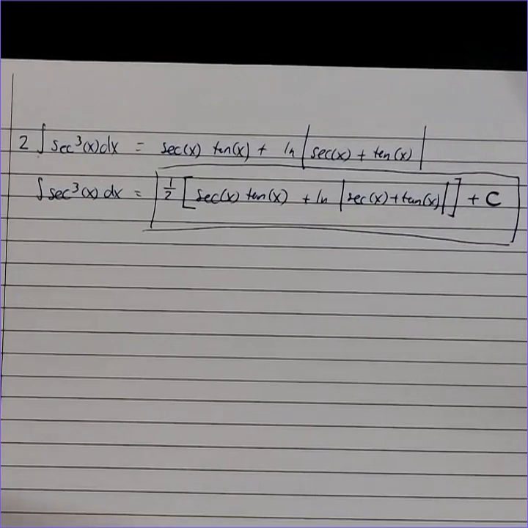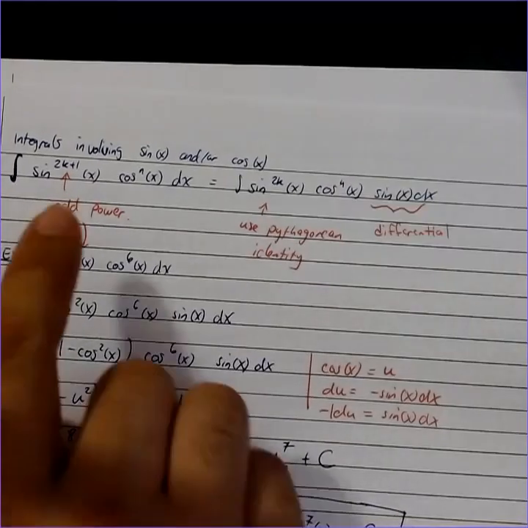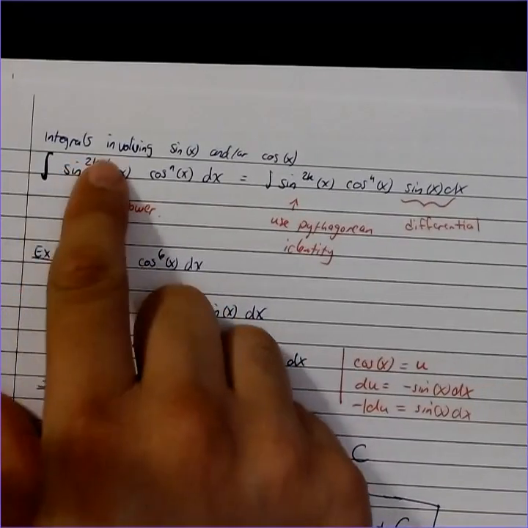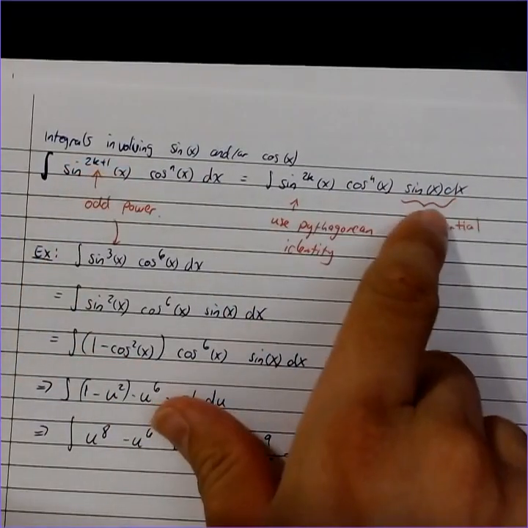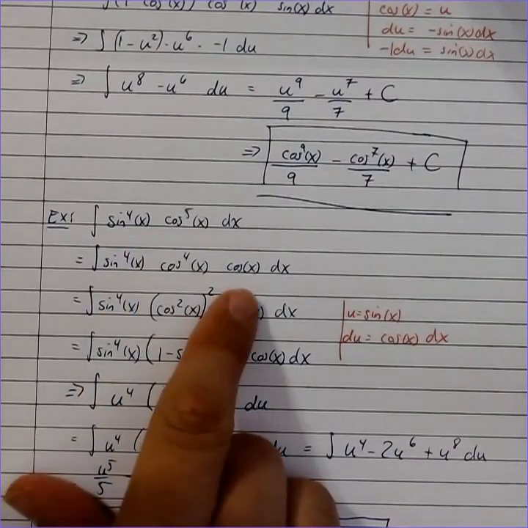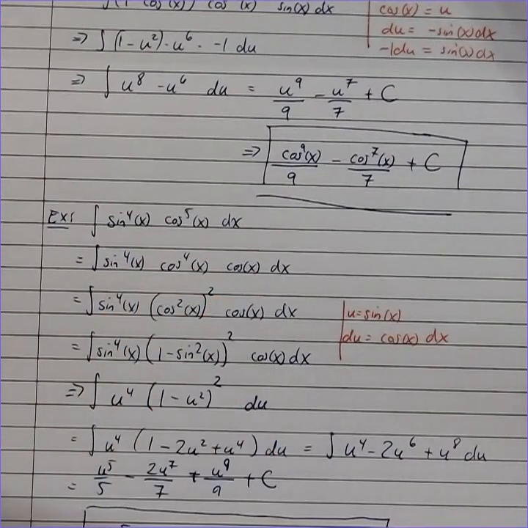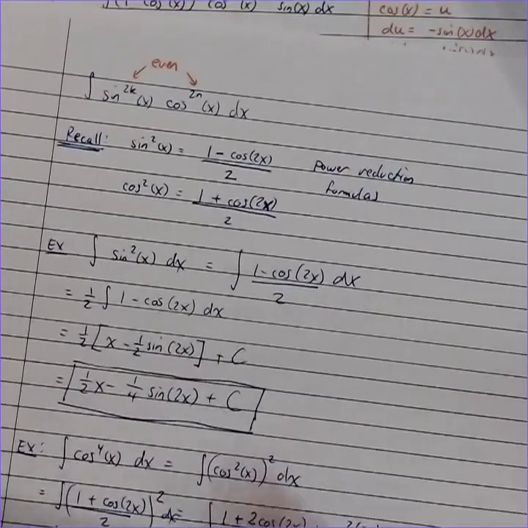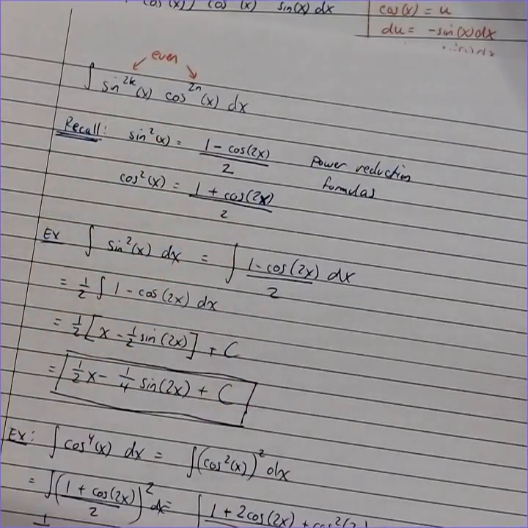So in summary, we've had 3 techniques for the sine and cosine functions. If you have an odd power of sine, strip off a single sine. If you have an odd power of cosine, strip off a single cosine. And if both powers are even, use your power reduction formulas.